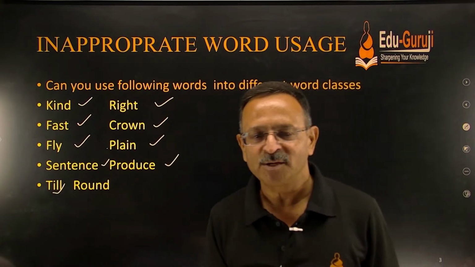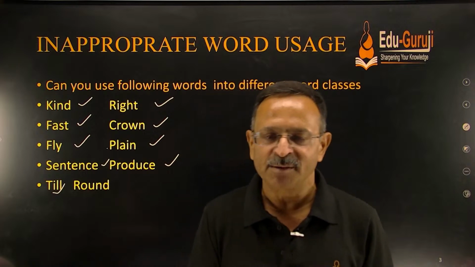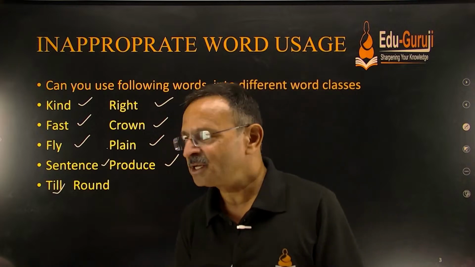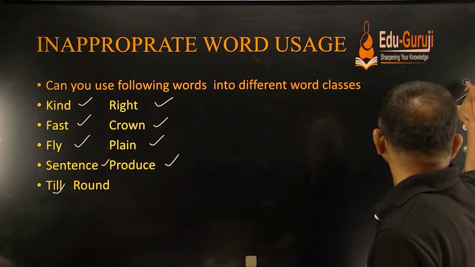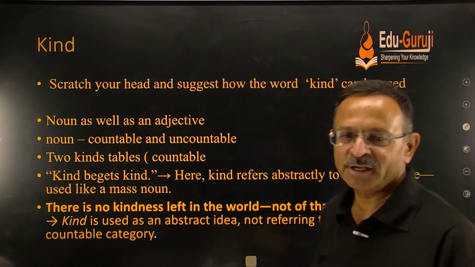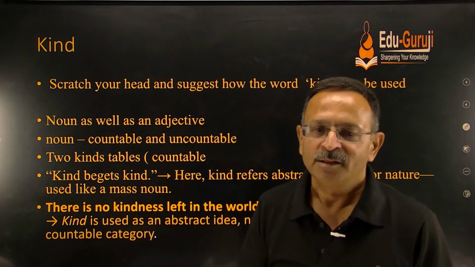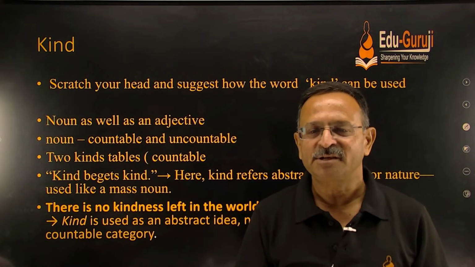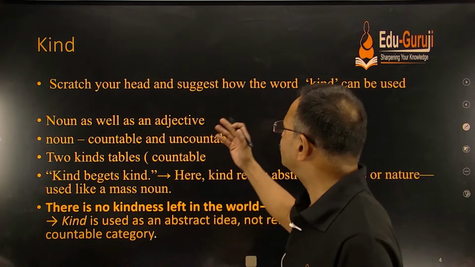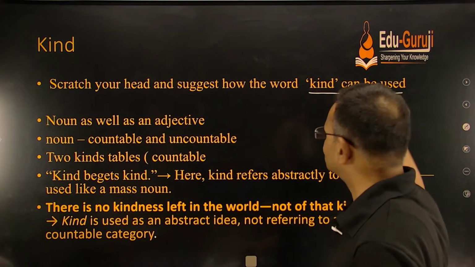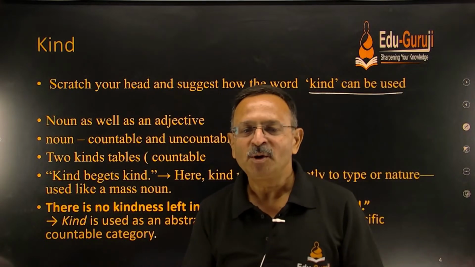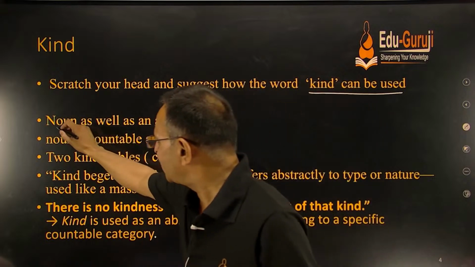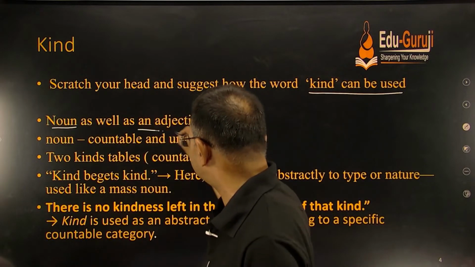Let's analyze them one by one and see how they're used. So the first word we would be using is kind. I would request you to scratch your head and suggest how the word kind can be used. It can be used in two ways: as a noun as well as an adjective.